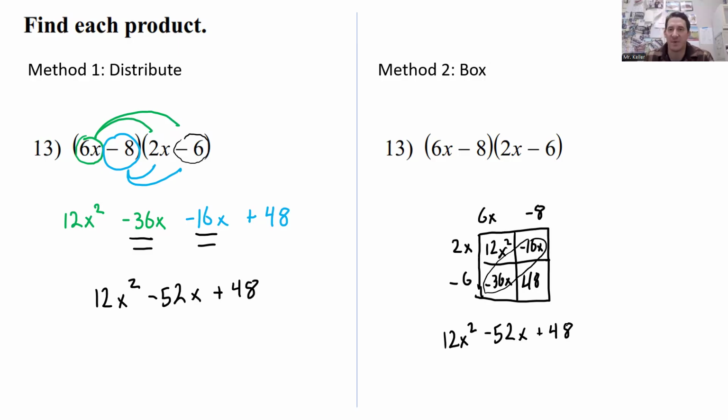All right, so just be careful with the negatives. Again, you do not need to use both methods. Pick one of them, either the distribute or the box. Follow your heart. It doesn't matter which one you use. Just pick one of them and use it. All right.